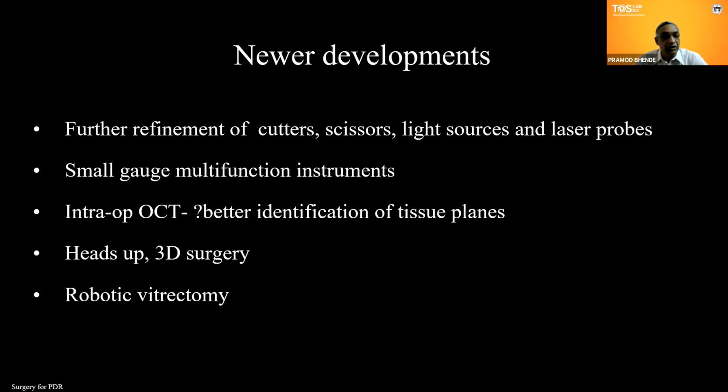We have curved probes now available. Small gauge multifunction instruments, which I showed you, combining illumination and infusion, and a few more are coming up. Intra-op OCT, better identification of tissue planes, heads-up 3D surgeries, and obviously robotic vitrectomy.